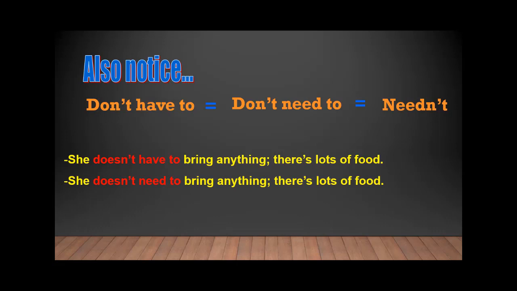Number one, she doesn't have to bring anything. There is lots of food. Two, she doesn't need to bring anything. There's lots of food. And three, she needn't bring anything. There is lots of food. All the three sentences have the same meaning. But you must pay attention to the fact that needn't is followed directly by the base form. It doesn't require to. It's just followed by the infinitive, as you can see here in the sentence.